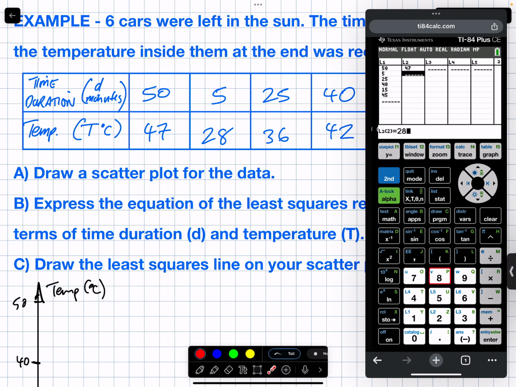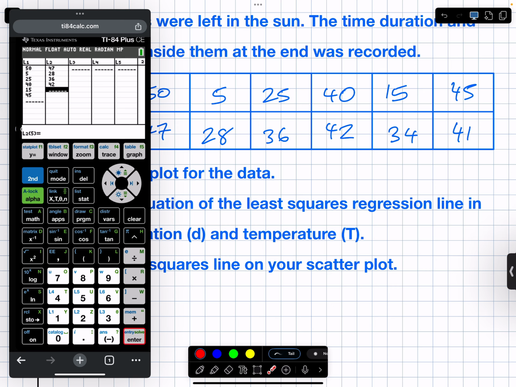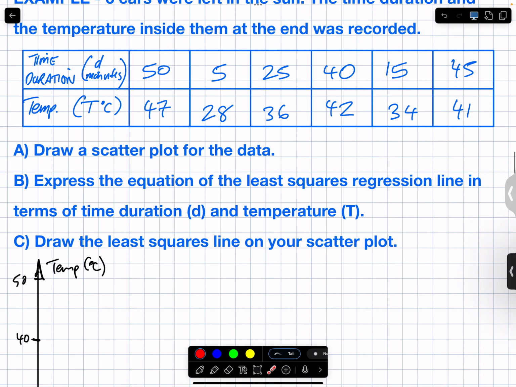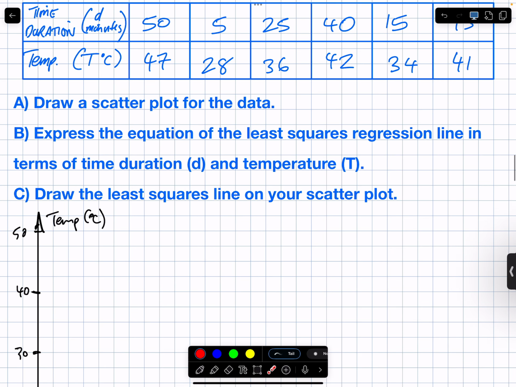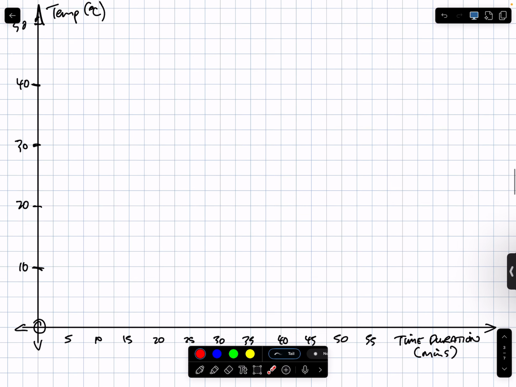47, 28, 36, 42, 34, 41. So I've put my data in. I'm going to move that over because I need to draw the scatter plot. So what have we got? 50, 47. Time 50, temperature 47.